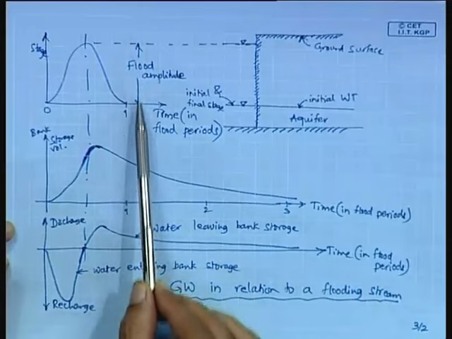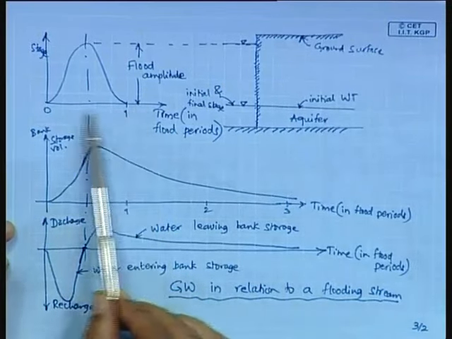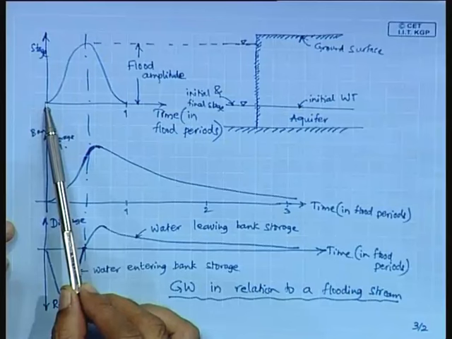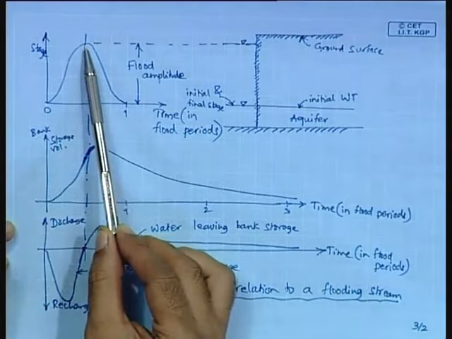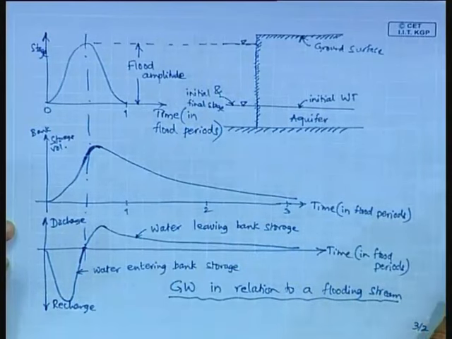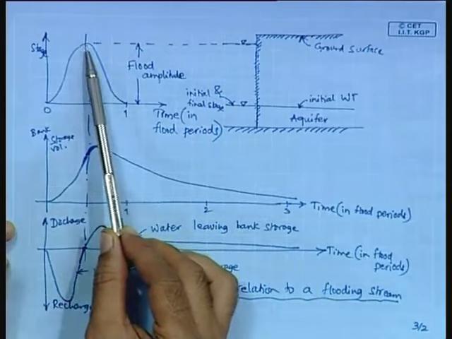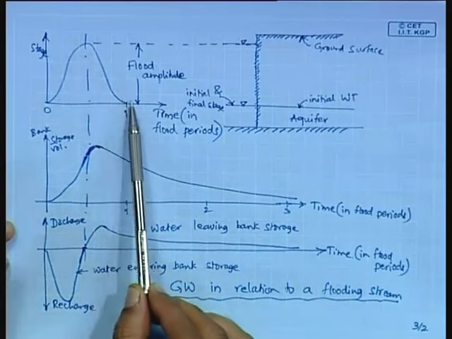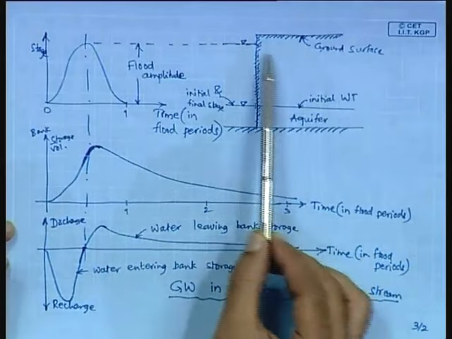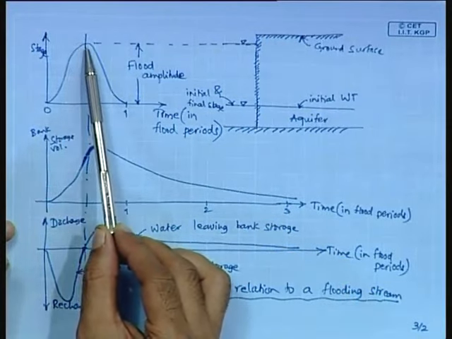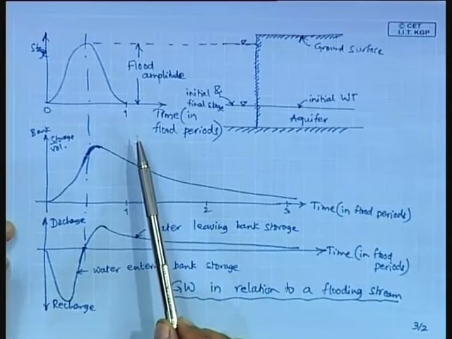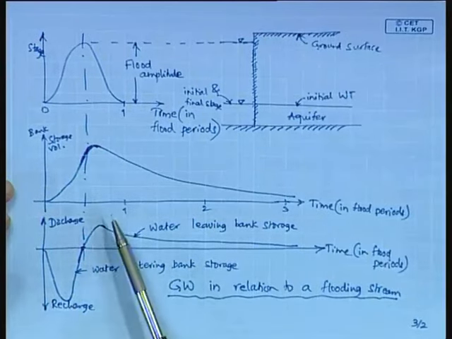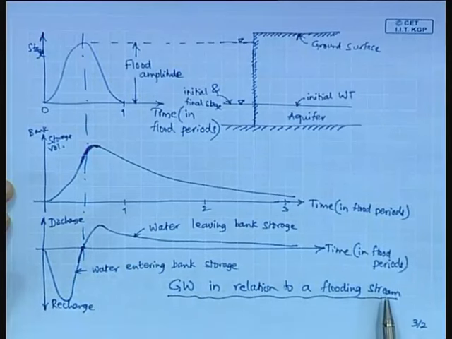the flood stage hydrograph, and the difference between the initial water level, which here in Indian terminology is known as the no flood level or the danger level, and the highest flood level, that is the final water level, the water level during the flood peak. This initial stage of flood is also the final stage, because after the flood wave recedes it again goes back to this one. And here this is the ground surface, which is slightly above the flood peak stage. Now let us consider how the bank storage volume as well as the recharge and discharge vary in case of a flooding stream.